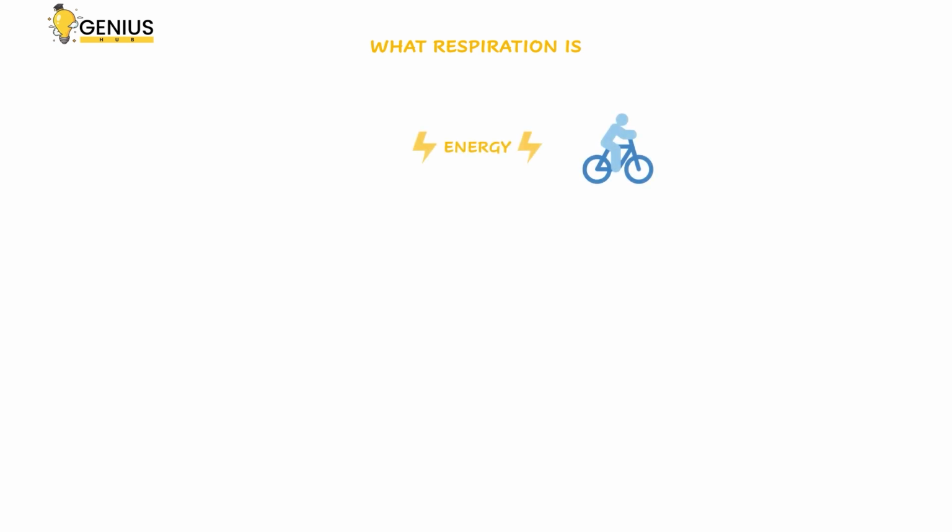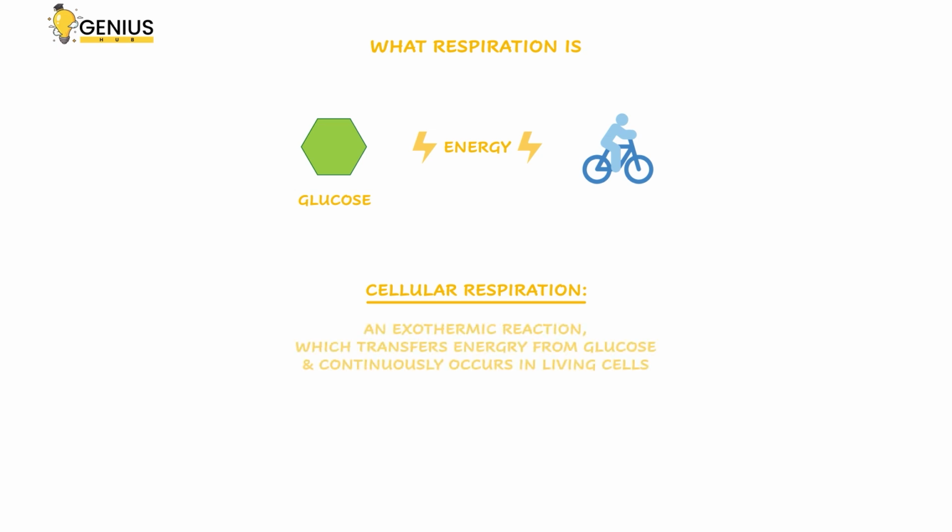Most of the energy our bodies need comes from glucose molecules. To access this energy, we undergo a process known as cellular respiration. This is an exothermic reaction, meaning it releases energy from glucose and happens continuously in living cells. In essence, it involves breaking down glucose to access the energy stored within it.